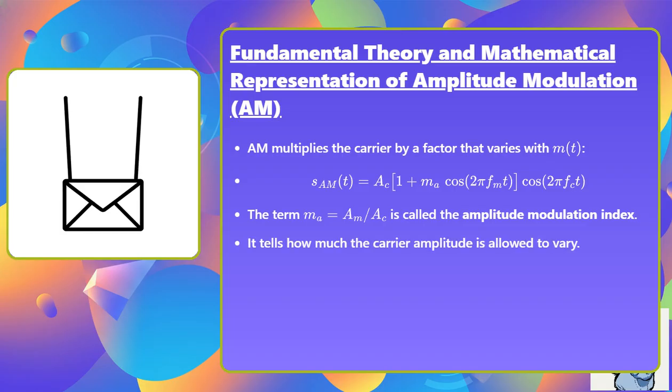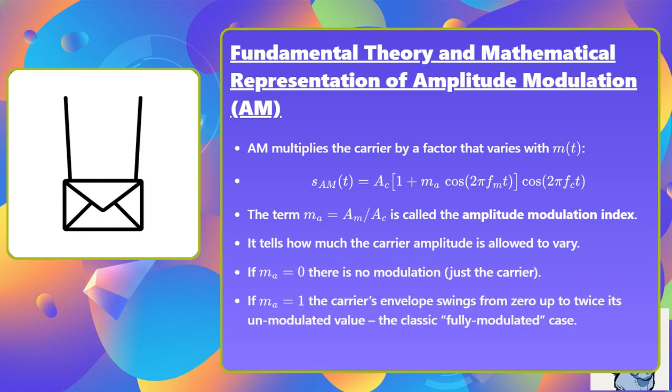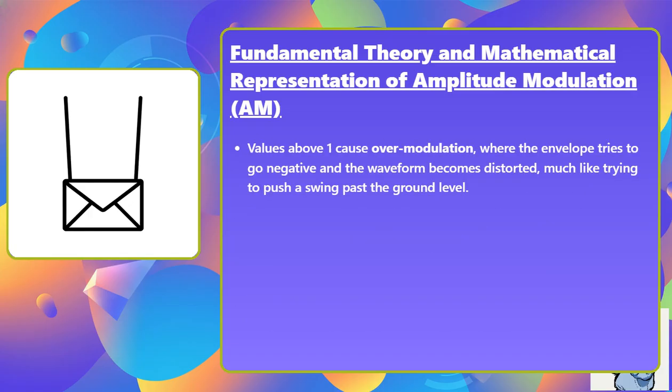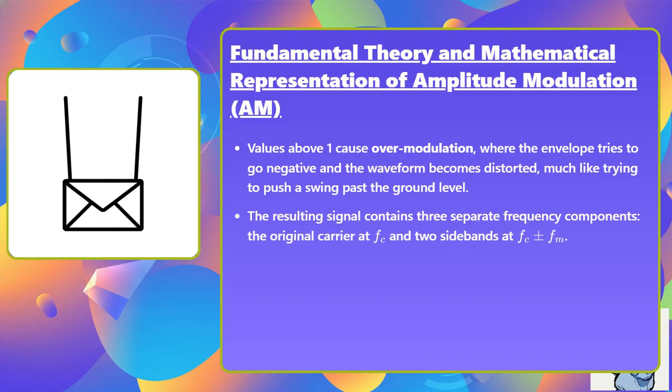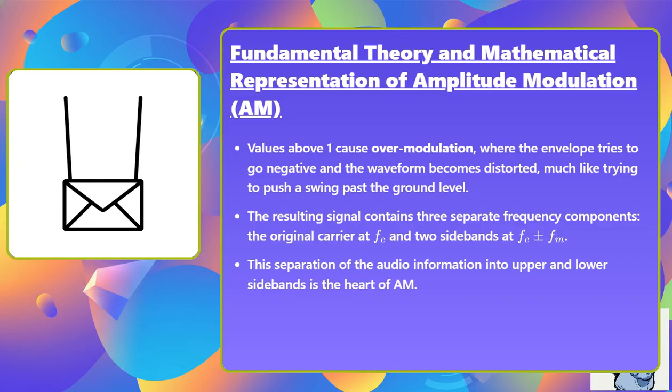It tells how much the carrier amplitude is allowed to vary. If μ = 0, there is no modulation, just the carrier. If μ = 1, the carrier's envelope swings from 0 up to twice its unmodulated value, the classic fully modulated case. Values above 1 cause overmodulation, where the envelope tries to go negative and the waveform becomes distorted, much like trying to push a swing past the ground level. The resulting signal contains 3 separate frequency components: the original carrier at f_c and 2 sidebands at f_c plus or minus f_m. This separation of the audio information into upper and lower sidebands is the heart of AM.